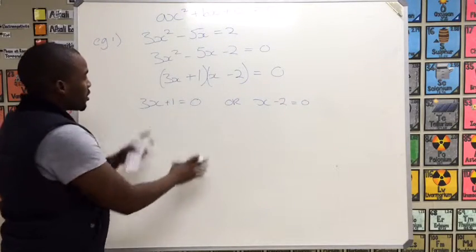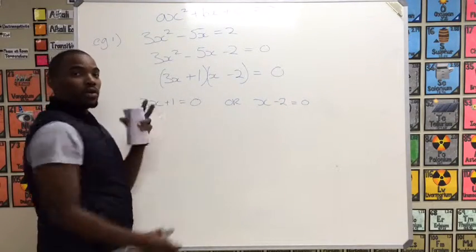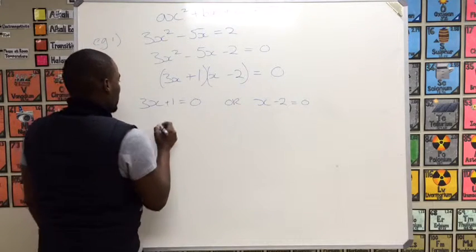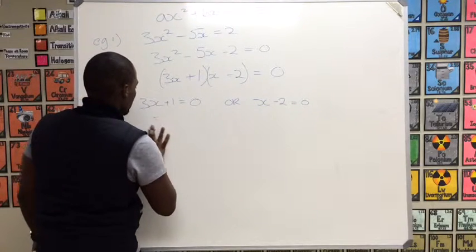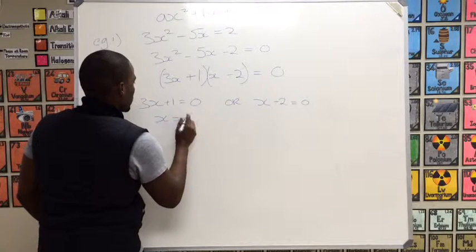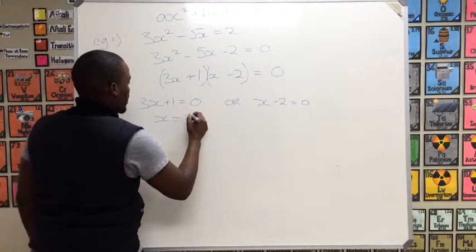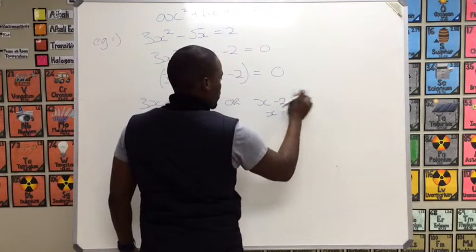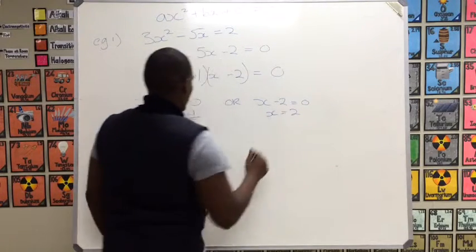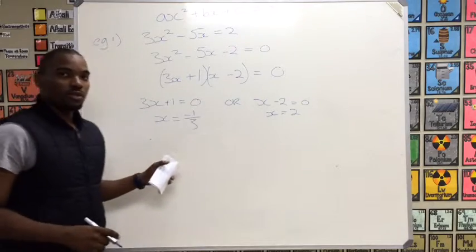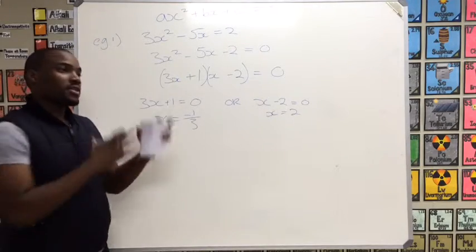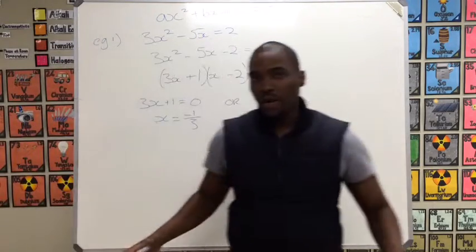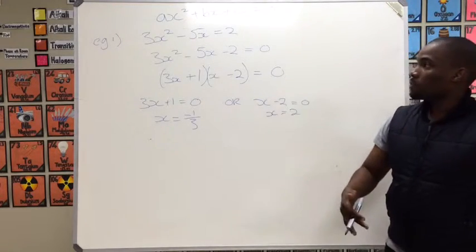And now we've got simple equations to the power of 1 where we can just solve for x. So on this side we'll just have x is equal to, take the 1 across, divide by 3, negative 1 over 3, and this side x is equal to, just take the negative 2 across and get a positive 2. And there are our two solutions for this quadratic equation. This is an example of how we use factorizing to solve a quadratic equation.